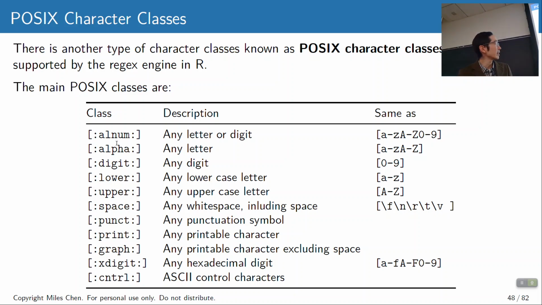Alnum is basically alphanumeric letters or digits. So not word characters; there's no underscores there. Alpha is any letter. Digit is any digit. Lower and upper, space, things like that. Punctuation, symbol, printable characters, stuff like that. Okay.